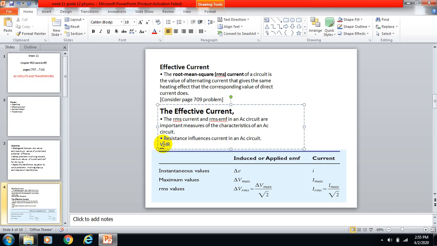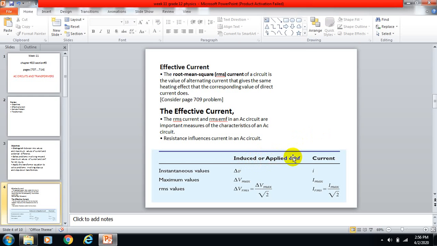Whenever there is a voltage in an AC circuit, there must be current and then resistance as well. Remember, this is for the AC. This is Ohm's law, V is equal to IR. Anyhow, come to the topic.